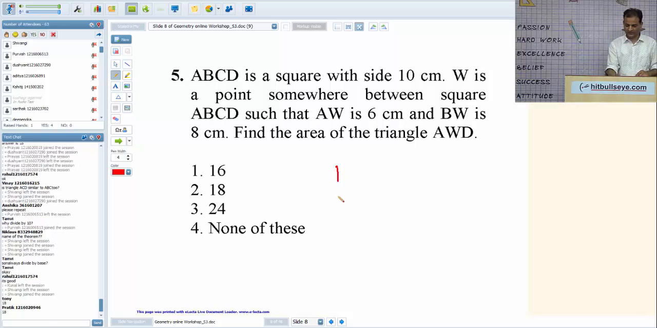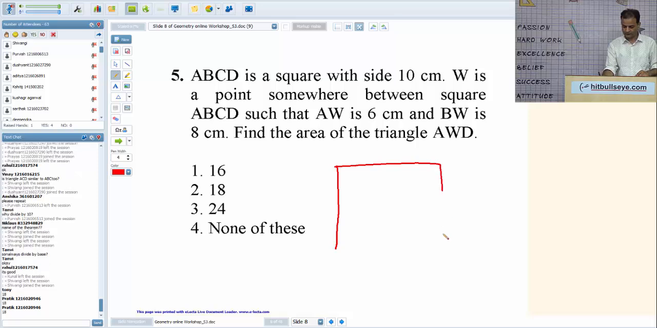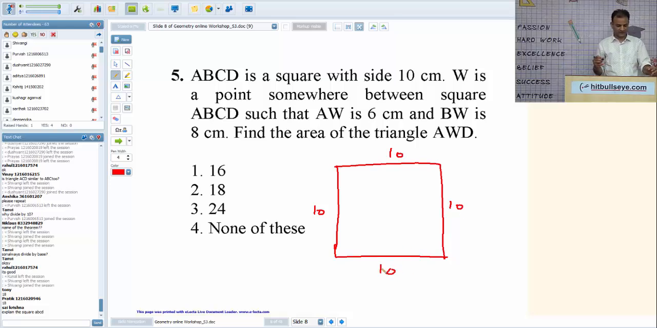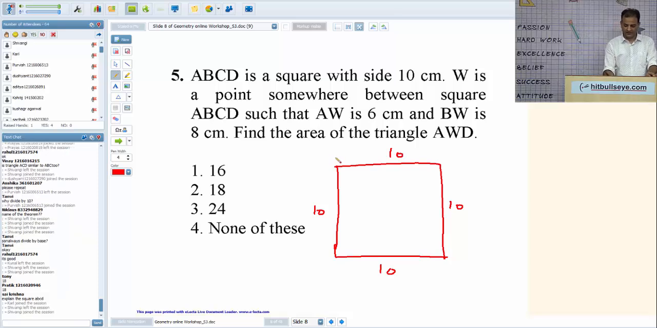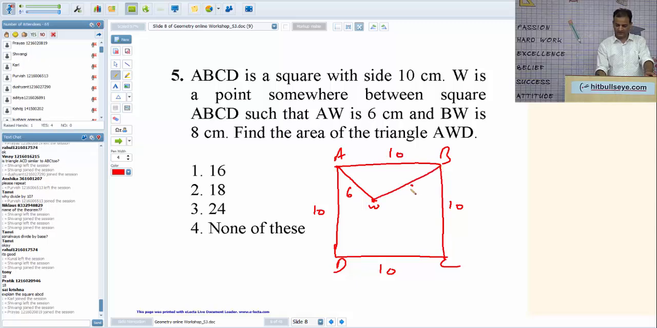I am solving this here. See friends, the square side is 10, 10, 10, 10. Yes Sai Krishna, I am explaining square ABCD. A, B, C, D. Now the question is, W is a point somewhere inside square ABCD, like if I write W here, such that AW is 6 and BW is 8. So that means, and what is the exam asking?